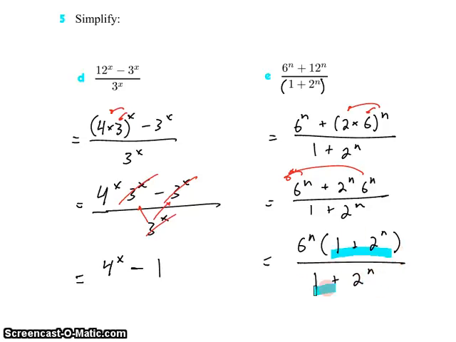I have the same thing here and here. When you divide one by the other, they cancel out, they leave 1. 1 times 6 to the n is 6 to the n.